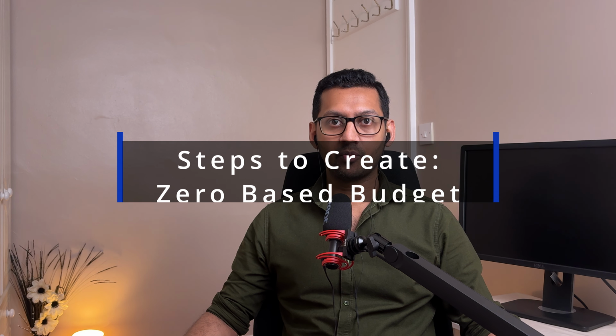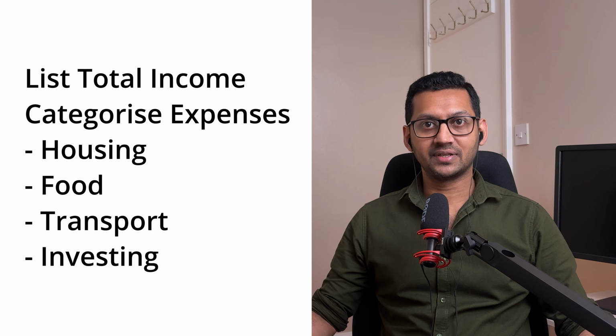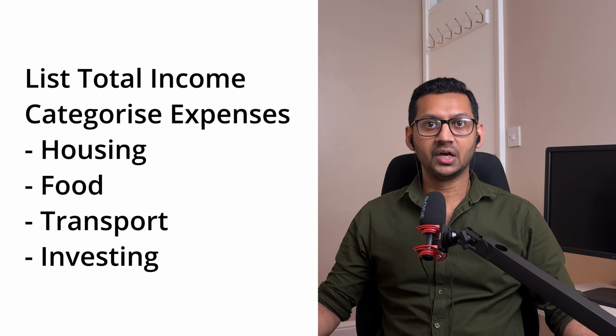Steps to create a zero-based budget. First, list your total income for the month. Then categorize expenses. For example, housing, food, transport, investing, etc. Then you'd allocate income to all the categories until income minus expense becomes 0. And lastly, you'd review say weekly to ensure your spending matches the plan.